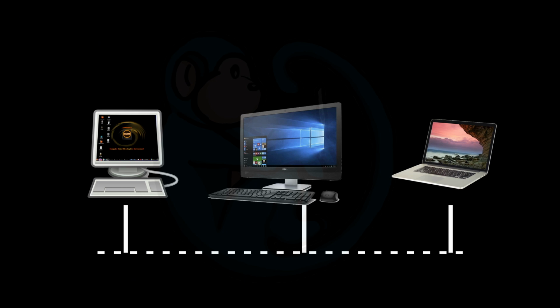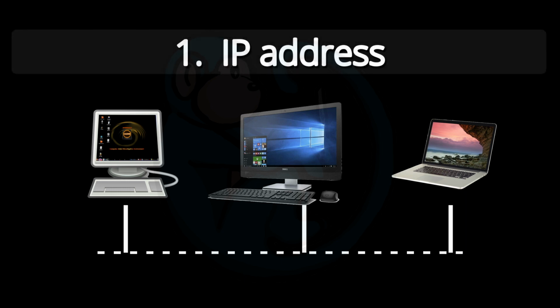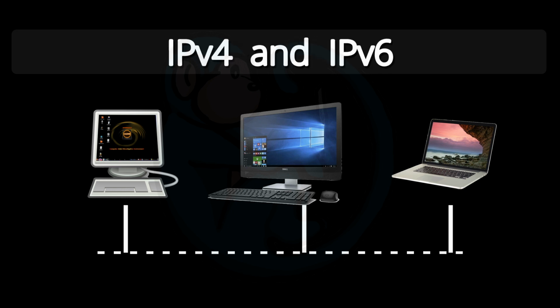A device usually needs four things in order to connect to a network and the internet. The first thing we need is an IP address. This is a way for other computers to contact your computer. It's like a phone number. Everybody has a unique phone number so they can communicate with each other. There are currently two IP schemes, IPv4 and IPv6. In this tutorial, we are only going to talk about IPv4 for simplicity.